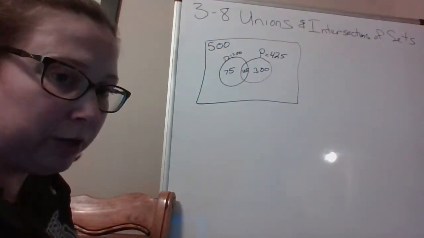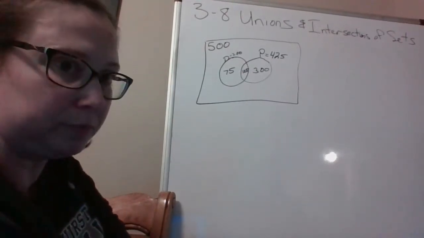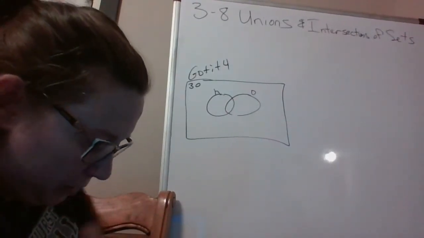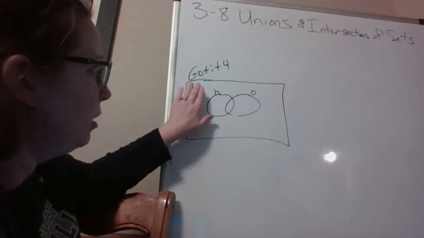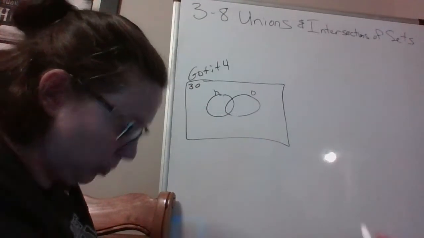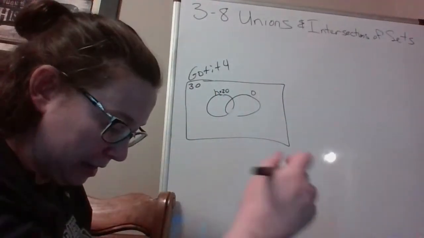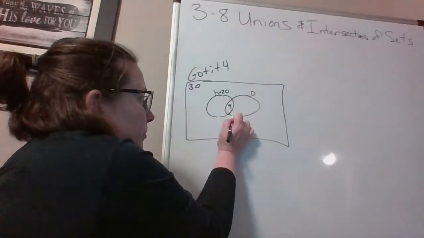Go ahead, pause your video, try got it 4, and then come back. So got it 4 it tells us that there are 30 students in student government. It tells us that 20 of those students are honor students and that 9 are both honors and officers.